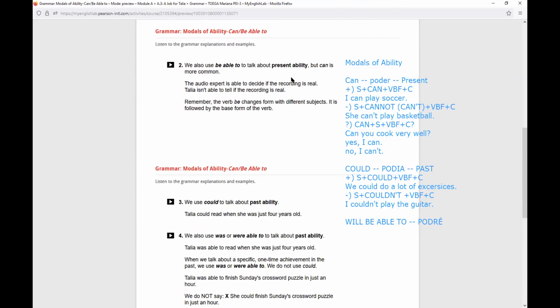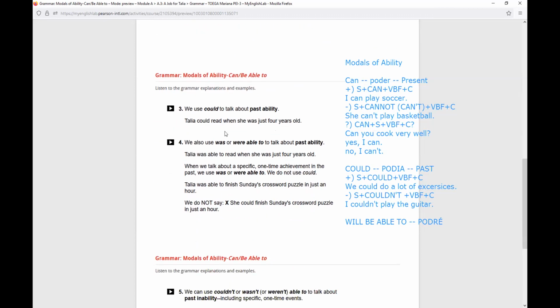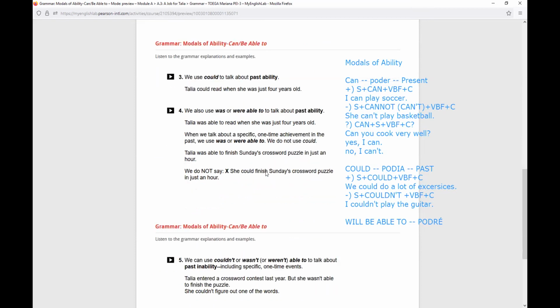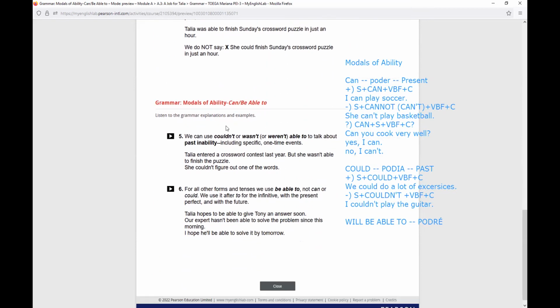We're gonna see this ability that we have in present too, but after. And when we talk about past ability with could, we use only could, the auxiliary could for past. For example, I can say Talia could read when she was just 4 years old. This is a past ability of can. Okay, now the past ability of the other, we're gonna see it right now. And in negative, we can use couldn't, like here, or could not.